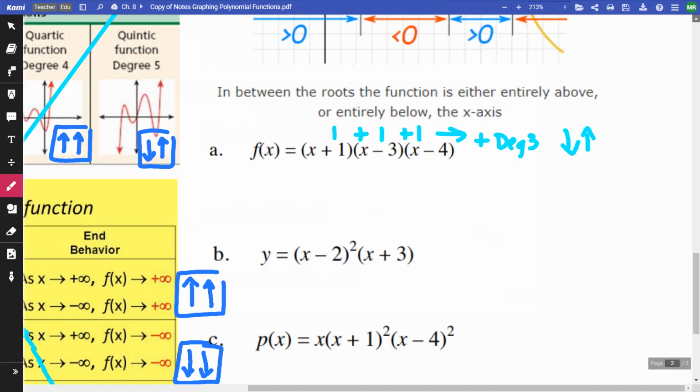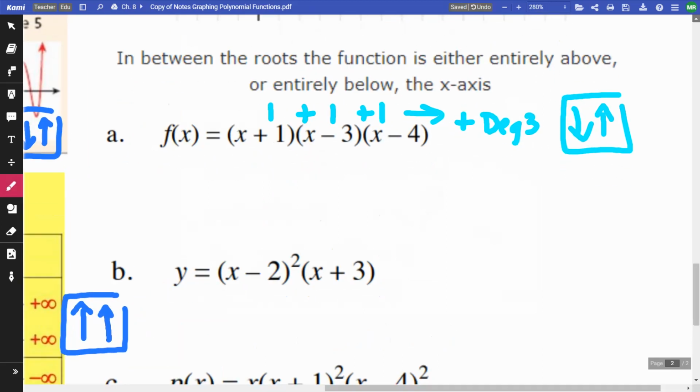So the next thing I need to do is find my roots. My roots are going to be what makes each of these 0. So really I'm setting this to 0 and solving using the zero product property. What makes this first one 0 is a -1. And that's going to be a single root. My next one is a 3. That's also going to be a single root. My next one's going to be 4, and that's going to be a single root.